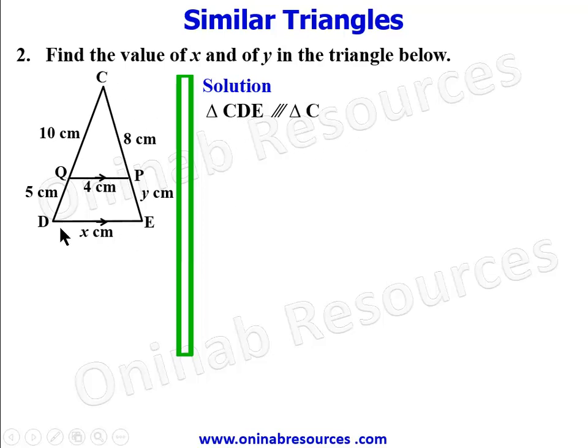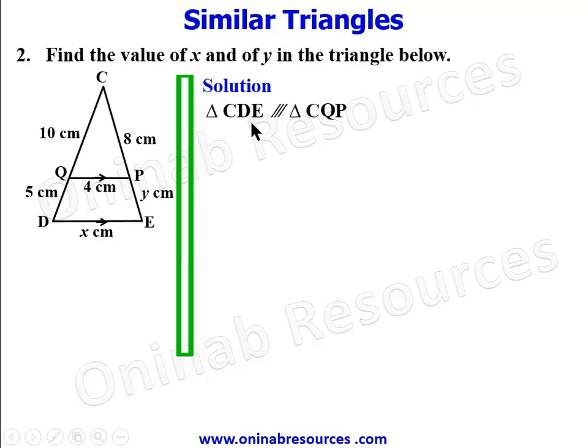Then we look at D. D is equal to Q. Since QP is parallel to DE, therefore D is corresponding angle to Q. So we place Q there. And also E is equal to this angle, still corresponding angle. So we place our P. So we have stated the triangles in the correct order of their similarities. That is triangle CDE is similar to triangle CQP.